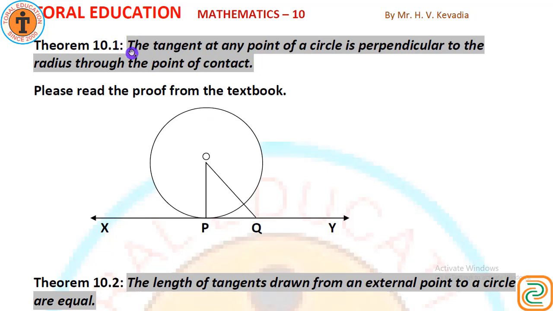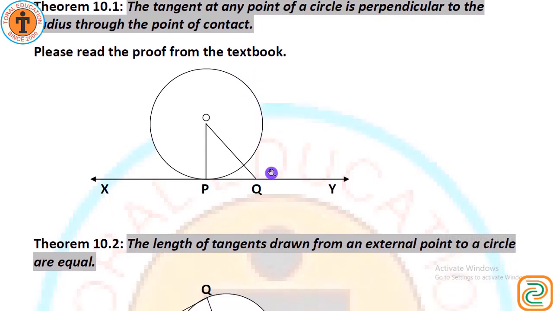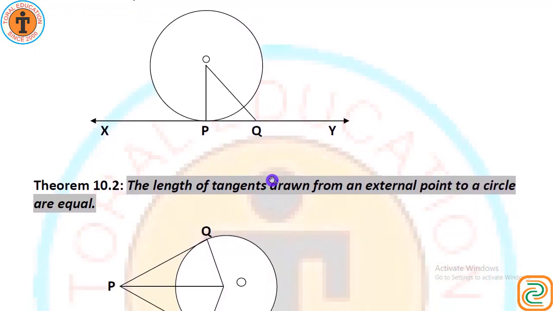What does the theorem say? The theorem says that the tangent at any point of a circle is perpendicular to the radius through the point of contact. This P is the point of contact and OP is the radius. So OP is perpendicular to XY. This is our theorem. Friends, please read the proof from the textbook. It's very short and can easily be understood.